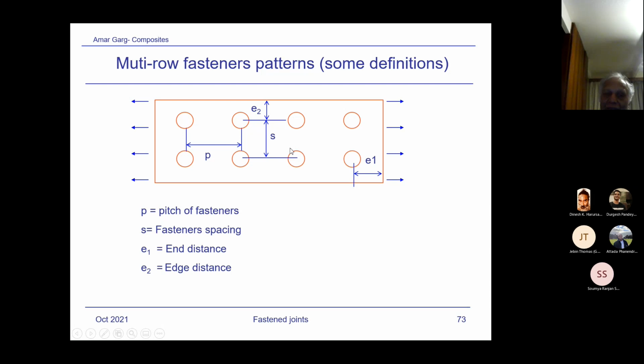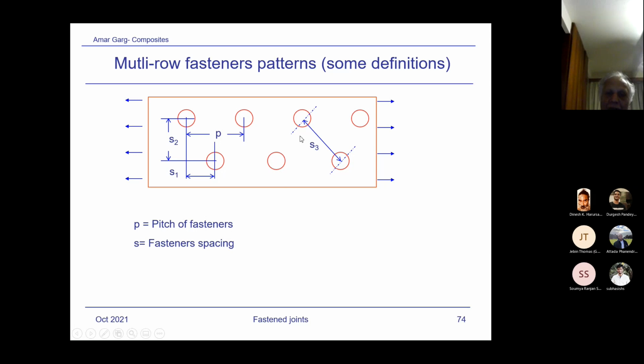Fastener spacing, fastener pitch. Sometimes it's confusing. Somebody may say this may be pitch and this may be spacing, but no, this is the usual designation, which is correct. E2 is edge distance, and this is end distance. That's how we use the designation for these fasteners: spacing, edge distance and end distance.